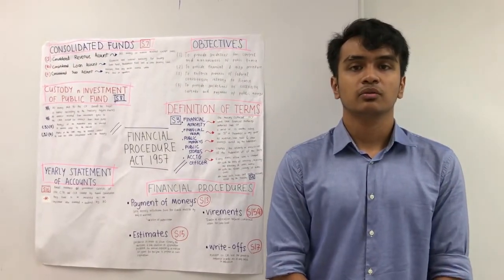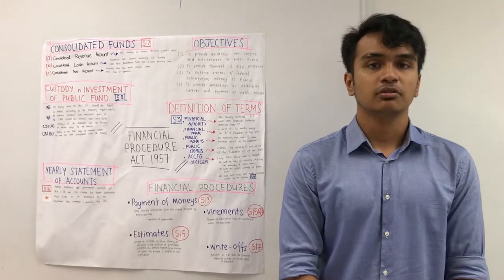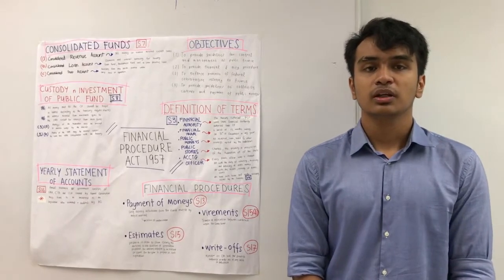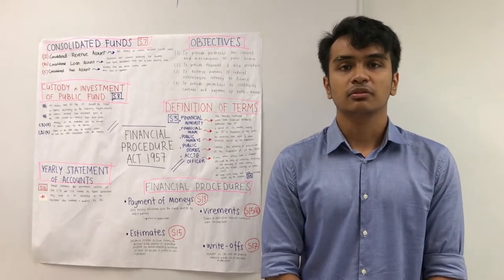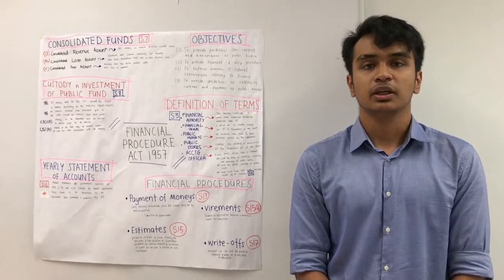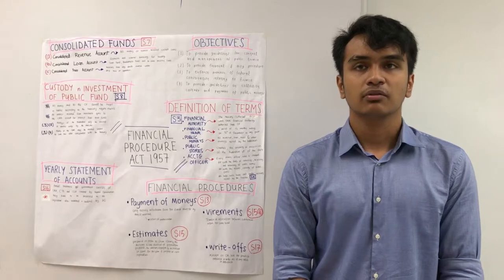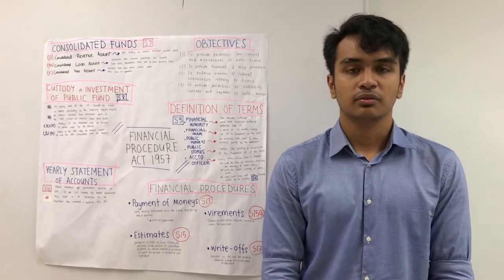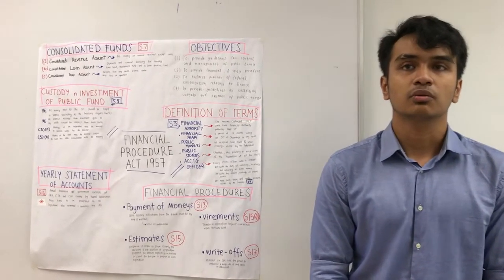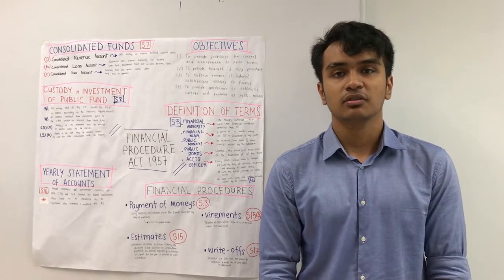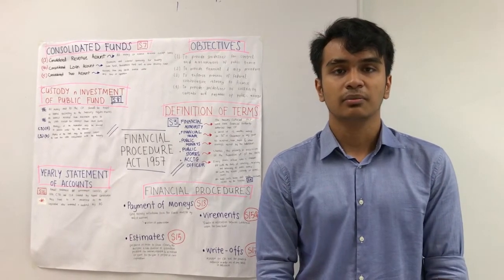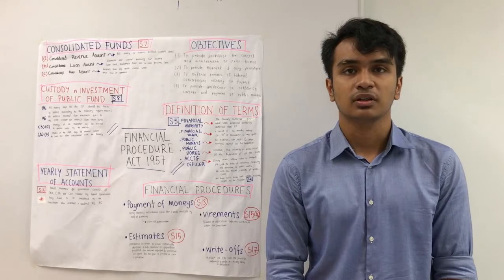Okay, so next I will be explaining to you about the financial procedures. Number one is the payment of monies. This falls under section 13 of the FPA. Payment of money is any money withdrawn by the government which will need a warrant. A warrant is a letter of authorization which is authorized by the minister or the state minister.